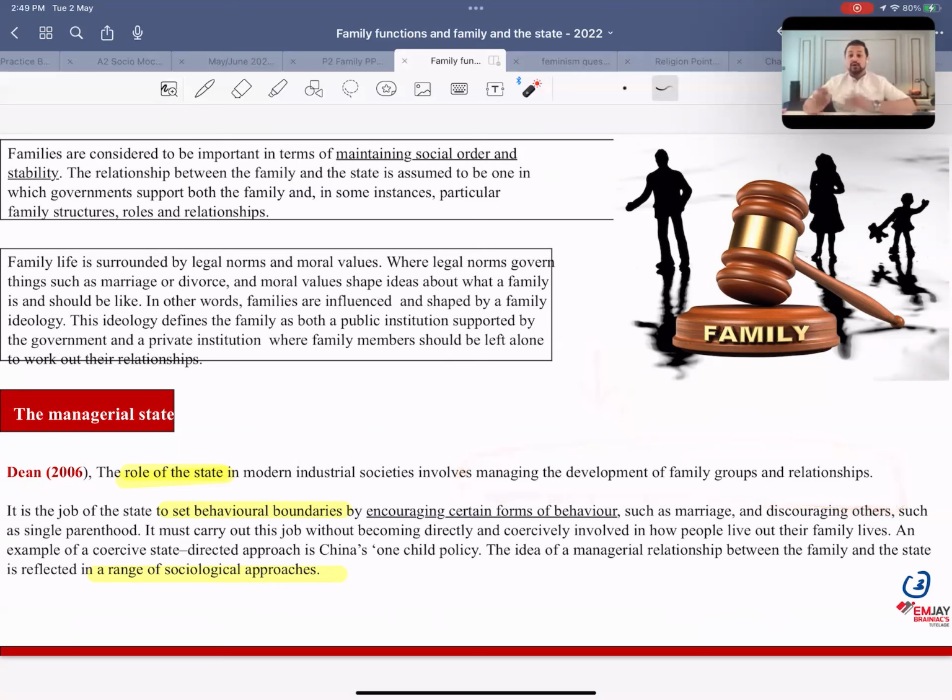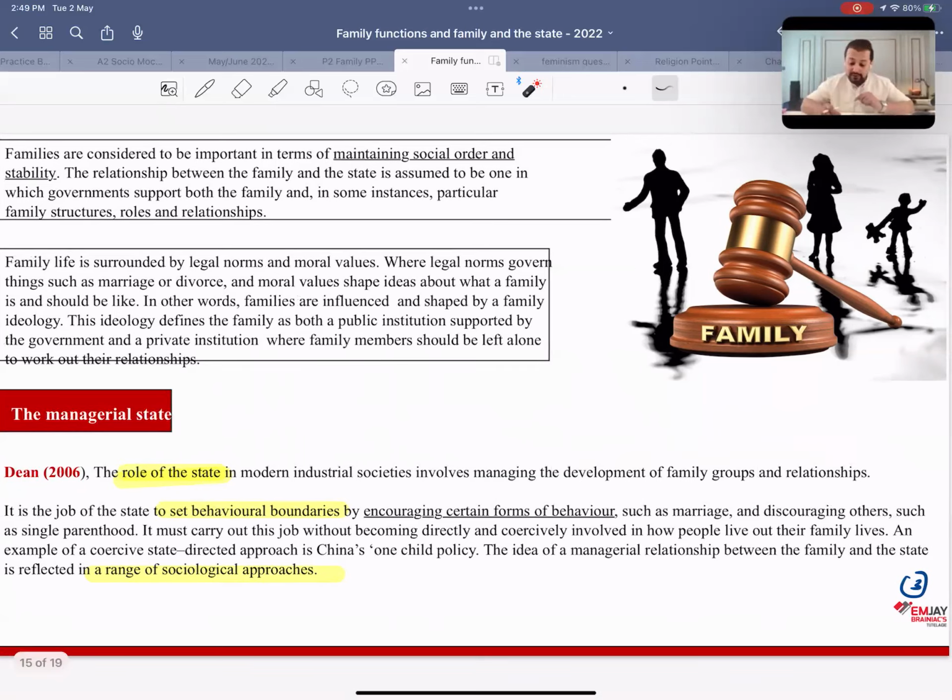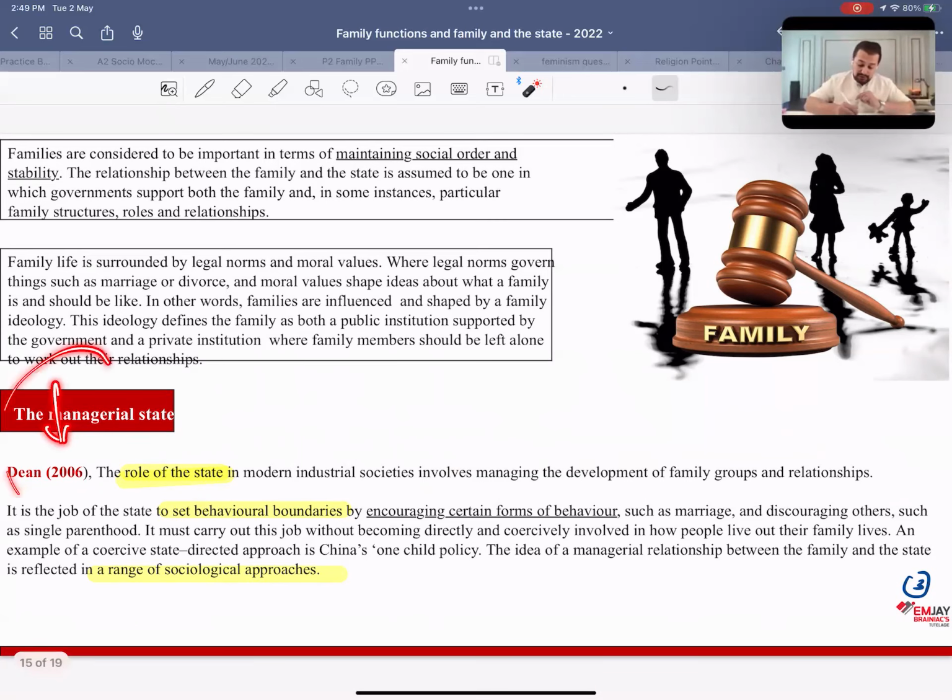So, in a nutshell, the state is expected to be involved enough to be able to set a boundary, to draw a line between what's right and what's not, what's acceptable, what's not, the different types of families, and how we get married, how we get divorced, sexuality within families and marriage, but then not to be involved in trivial affairs. Now, you could use Dean's example over here.